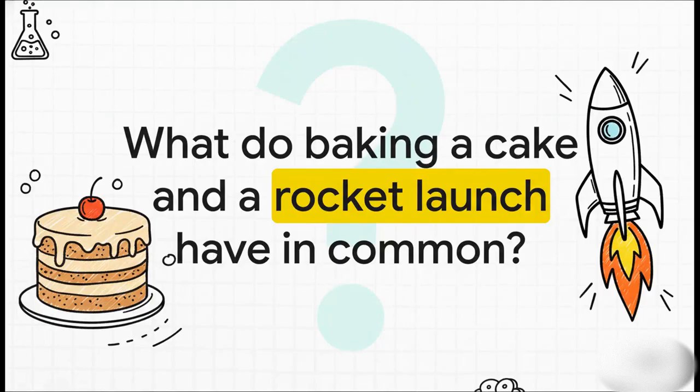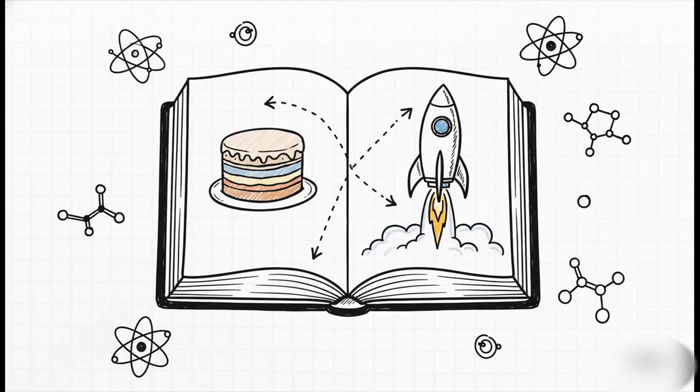So let me start by asking you a question. Picture this. You're in the kitchen, baking a delicious cake. Now picture the explosive, fiery launch of a rocket soaring into space. What could those two wildly different things possibly have in common? Believe it or not, the answer is that they're both chemical reactions.